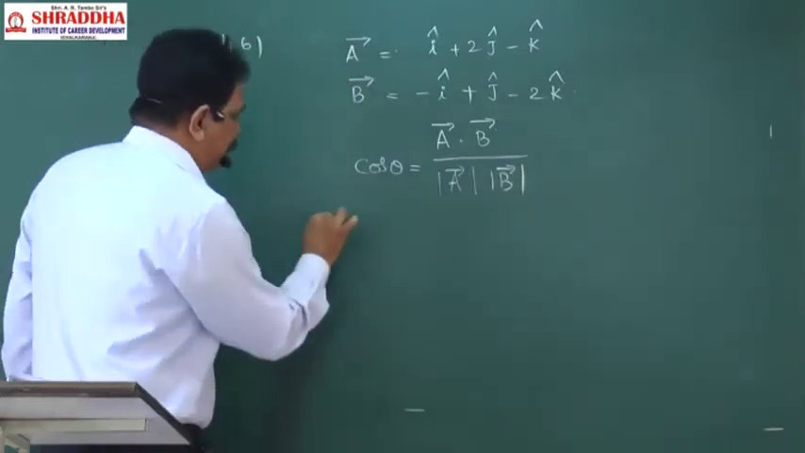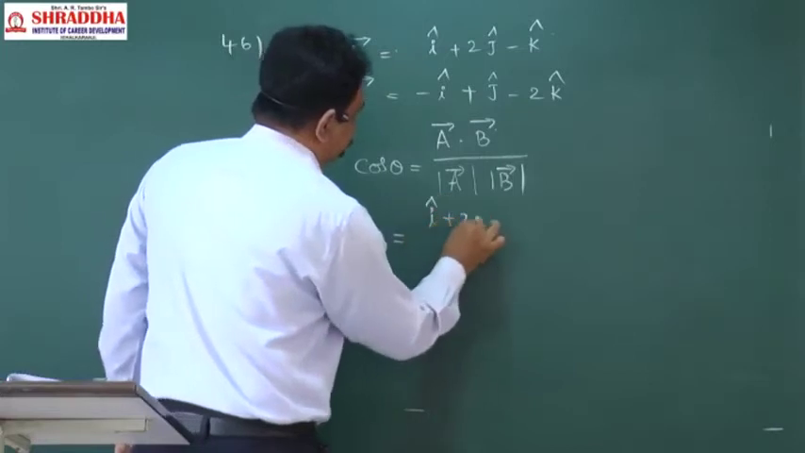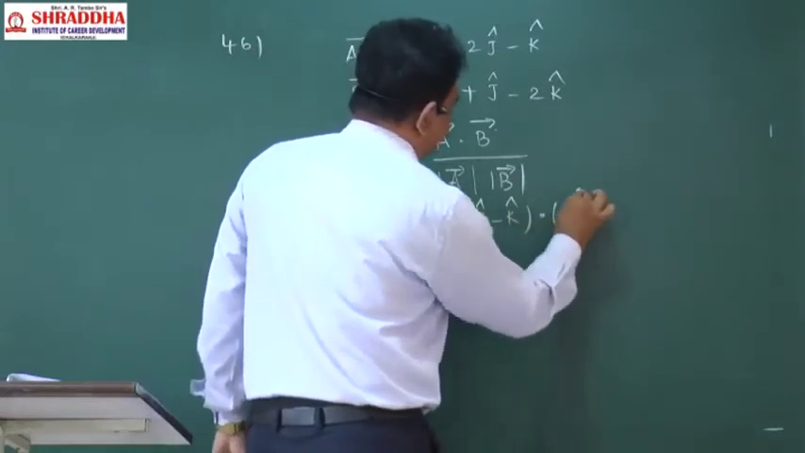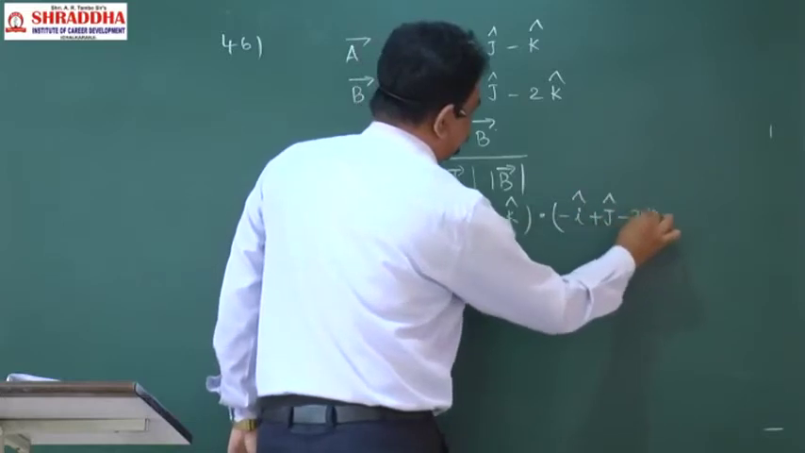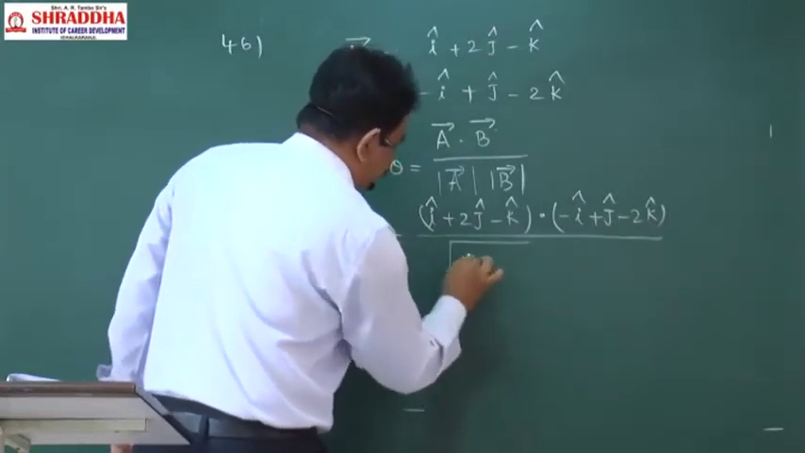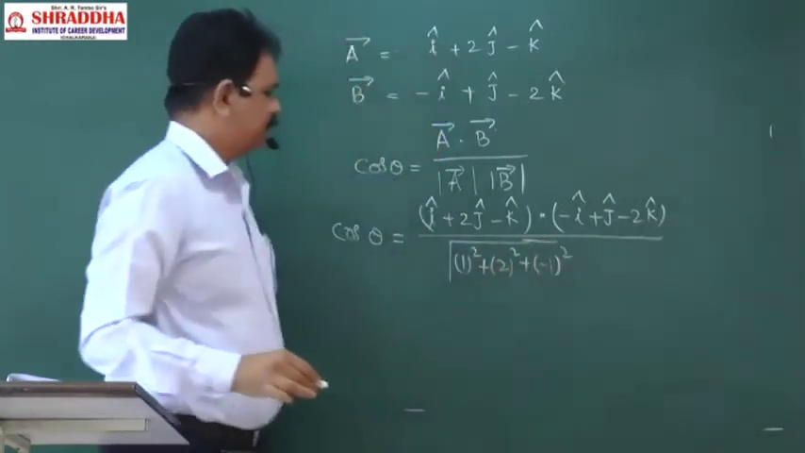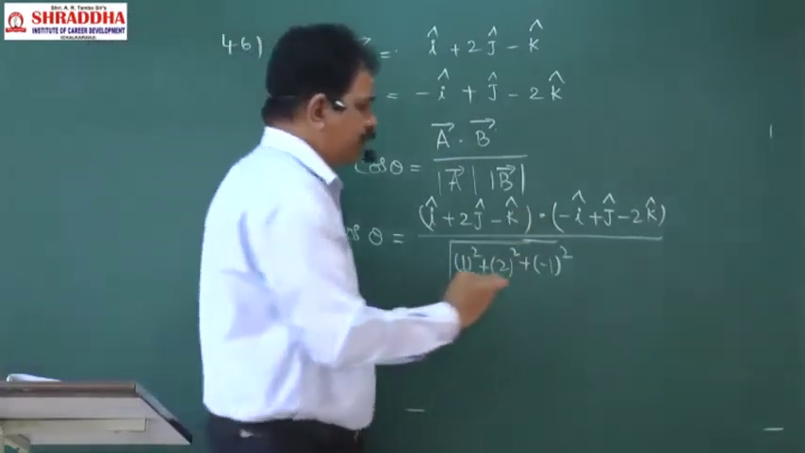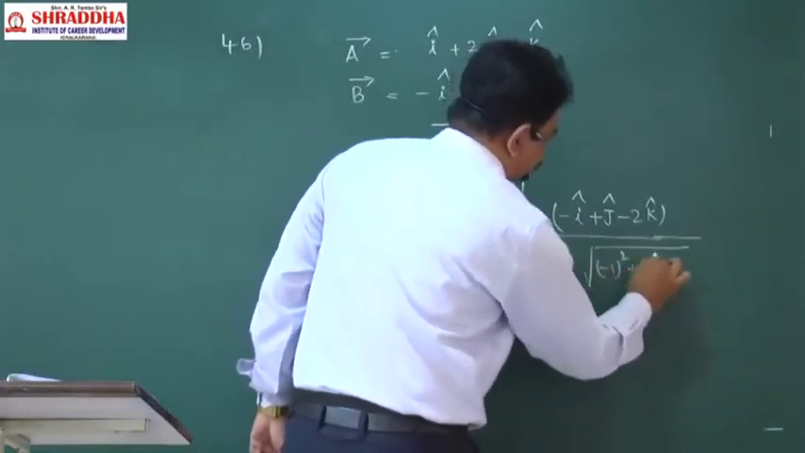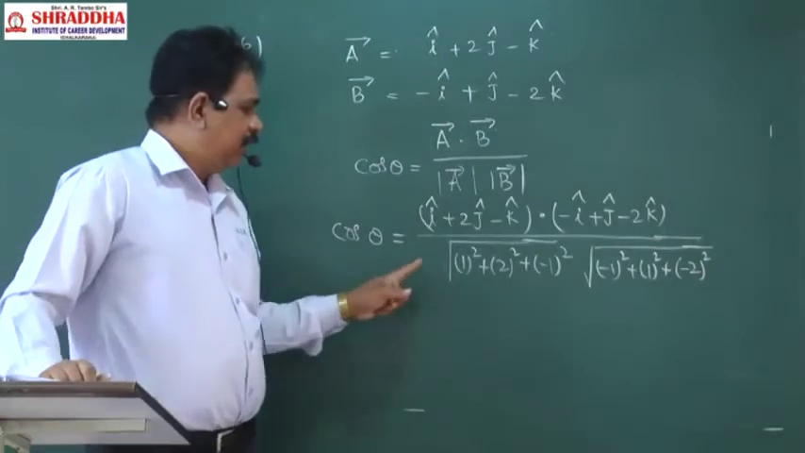Then if we substitute those values, what will we get? Cos theta is equal to i cap plus 2j cap minus k cap dot minus i cap plus j cap minus 2k cap, divided by the magnitude: square root of 1 square plus 2 square plus minus 1 square, times square root of minus 1 whole square, 1 square, minus 2 whole square. Clear? Then what will happen?